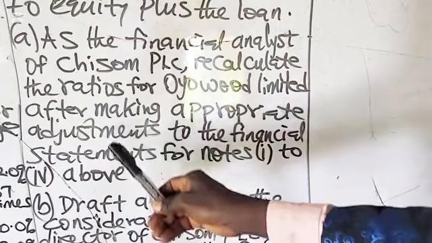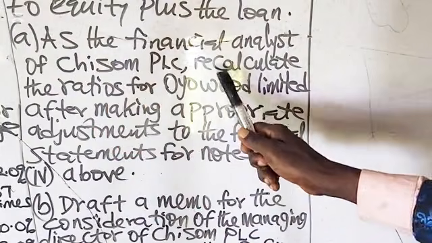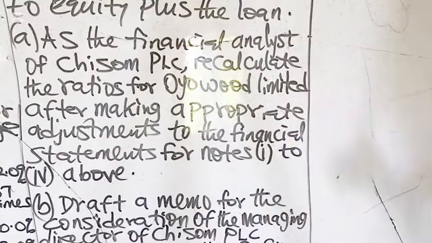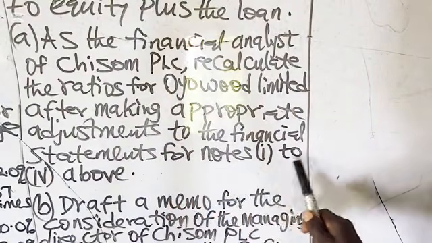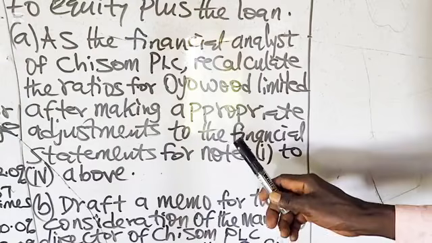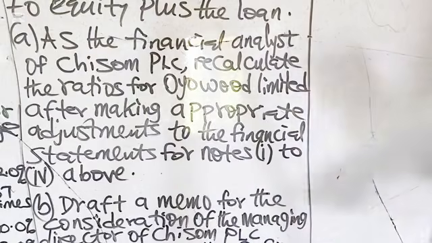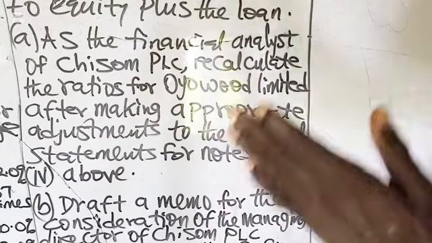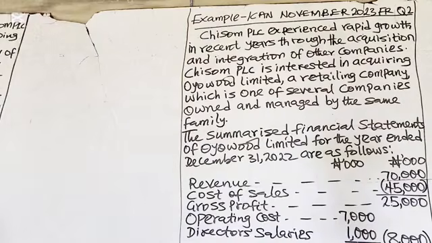In part A of the question, we are to recalculate the ratios for Oyowood Limited after making appropriate adjustments to the financial statements for the notes. So that means we want to adjust the financial statements. After the financial statements have been adjusted, we will need to recalculate the ratios given in the question with the adjusted financial statements. So now let's adjust the financial statements of Oyowood Limited.